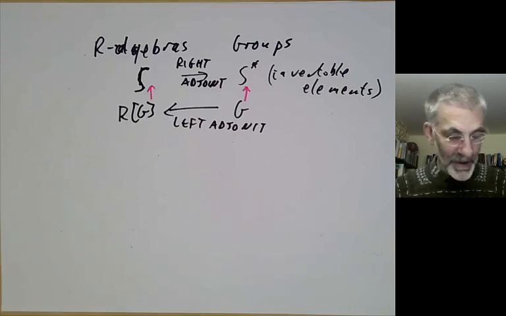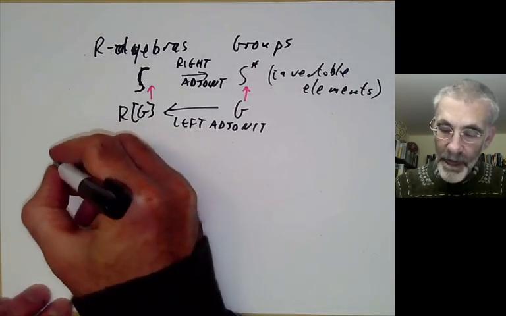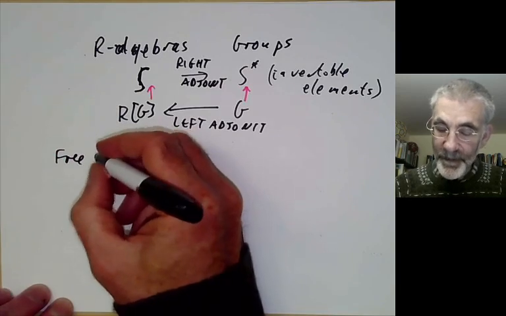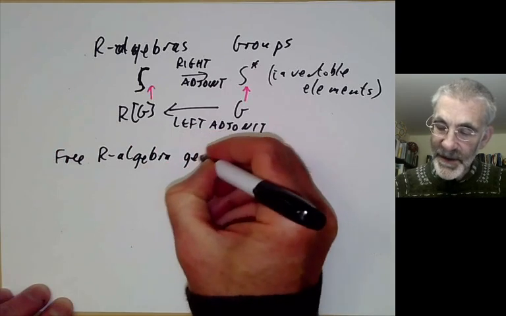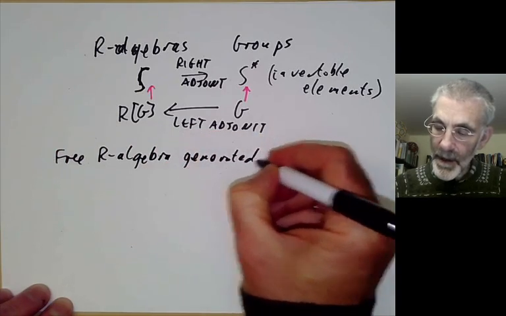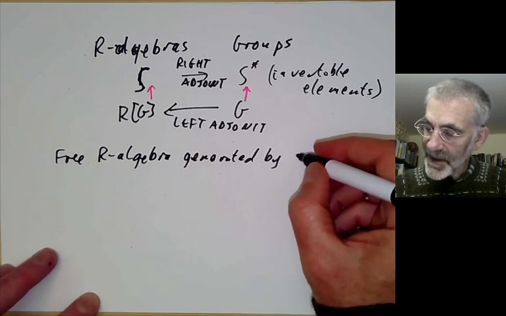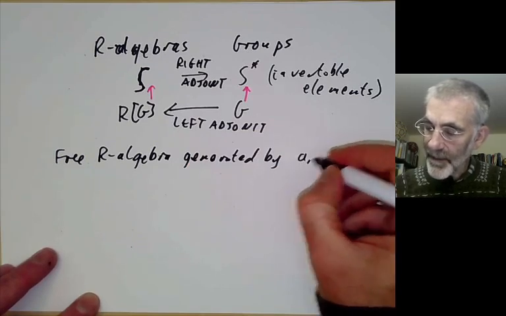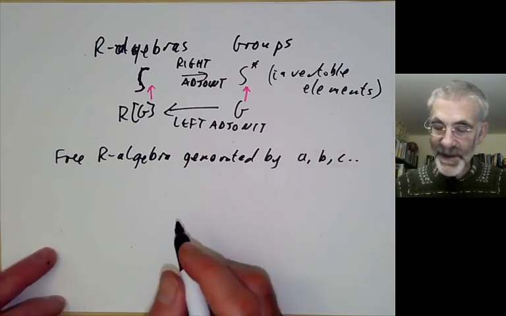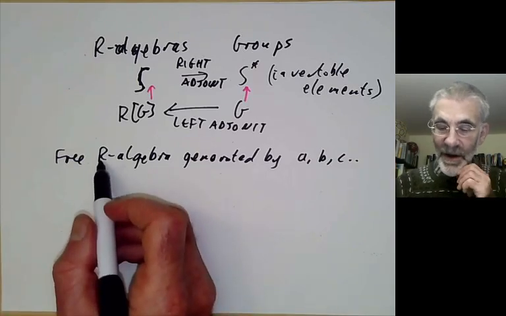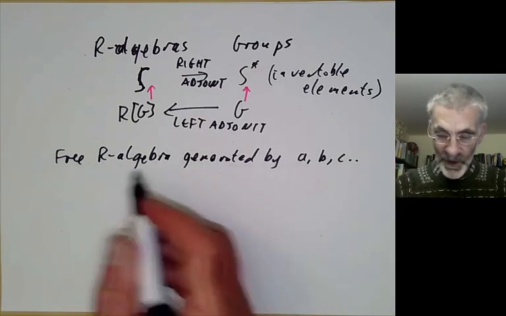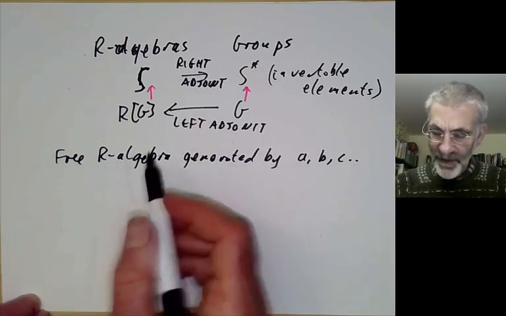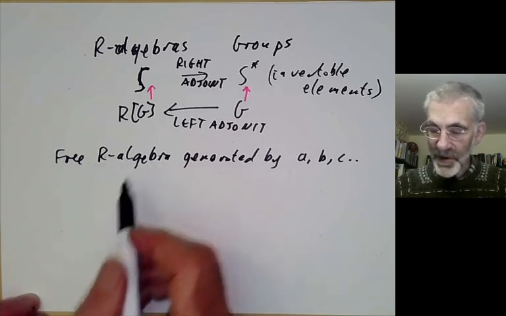Another variation is that we can take the free R algebra generated by some set, say it consists of elements A, B, C, and so on. So here I'm going to take R algebras to have R in the centre of the R algebra. I don't want to worry about funny R algebras with R possibly not commuting with things.